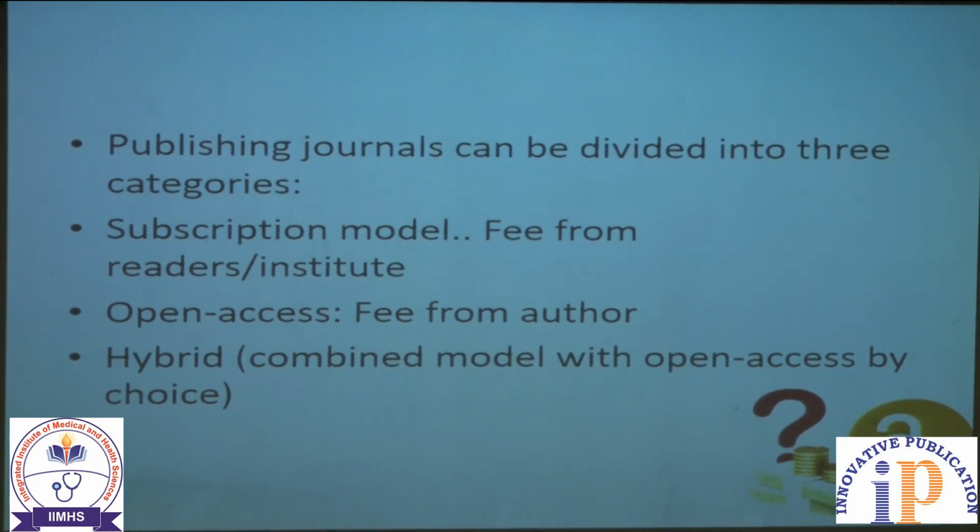Publishing journals can be divided into three categories. One is the subscription model, where the articles are published, and when you want to read them, you have to pay some fee, which is to be given by the readers or by the institutions. Then in open access, the fee is charged from either the corresponding authors or from the institution or the research body which is funding the particular research. And then there is a hybrid mode which combines both the models of open access and subscription based.